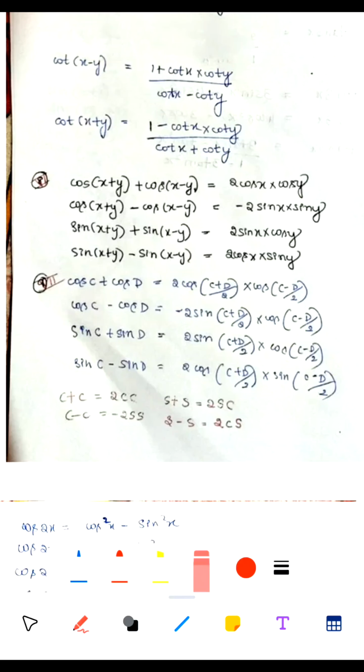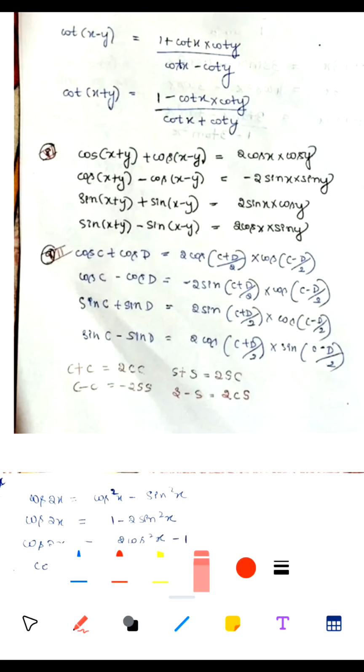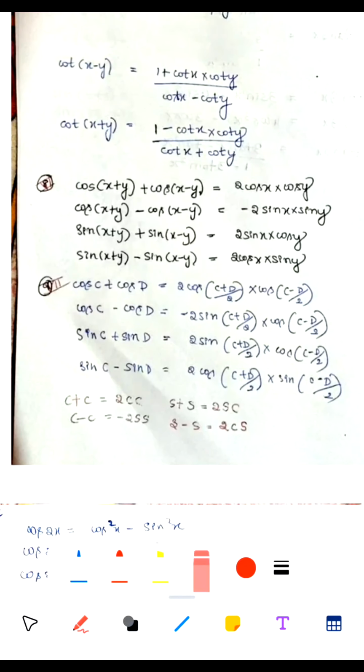I've already said sine is a friendly one which combines both sine and cos. Therefore, s plus s is 2sc, that is 2 into sine into cos. Next, s minus s is 2cs. First remember this one, it is very easy to remember. C plus c, 2cc; c minus c, minus 2ss; s plus s, 2sc; s minus s, 2cs. If you remember this, you can easily derive all those 8 formulas.